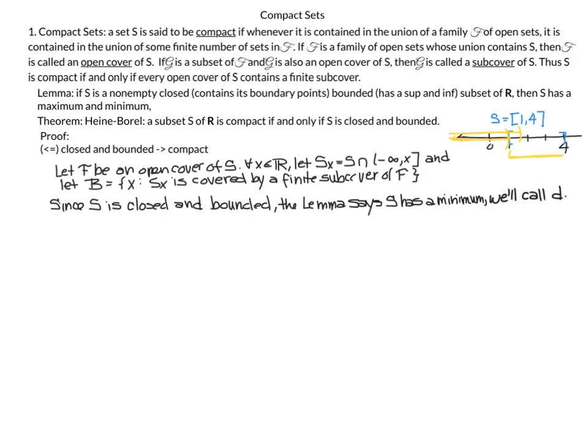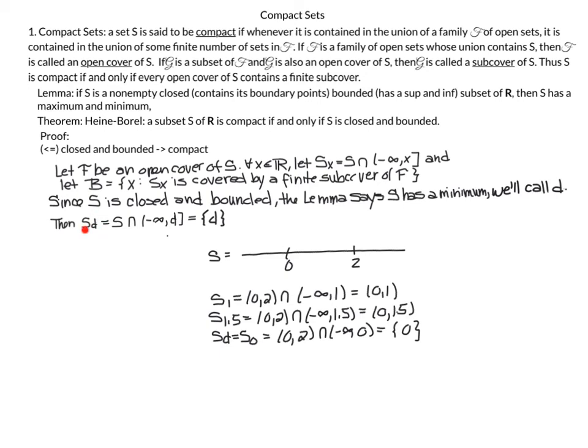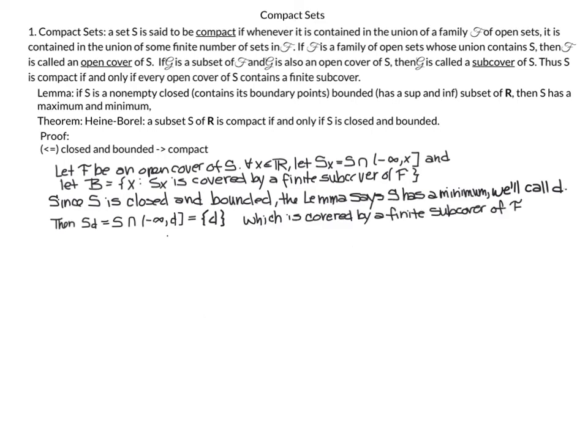Since S is closed and bounded, by this lemma here, and also it's something that kind of makes intuitive sense, if it's closed and bounded, then the lemma says S has a minimum, and we'll call that minimum d. Now if we look at S_x with respect to d, so S_d, that's S intersect negative infinity to d, and since d is the minimum, it's only going to contain the element d. So this is the start of our set B, so we know it's not empty because it contains at least the element d. And we also know that this S_d is covered by a finite subcover of F.